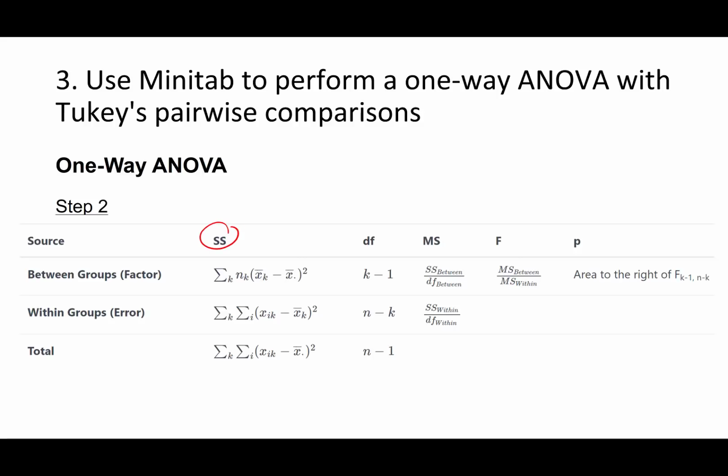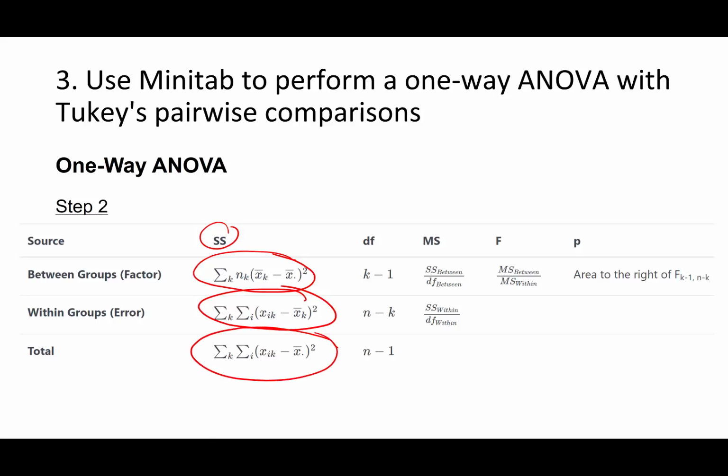SS stands for sum of squares. This is the same sum of squares that we saw back in Lesson 2 when we computed the variance and standard deviation for one group. SS between groups is a measure of how different the group's means are from one another. SS within groups is a measure of how different individuals within each group are from one another.